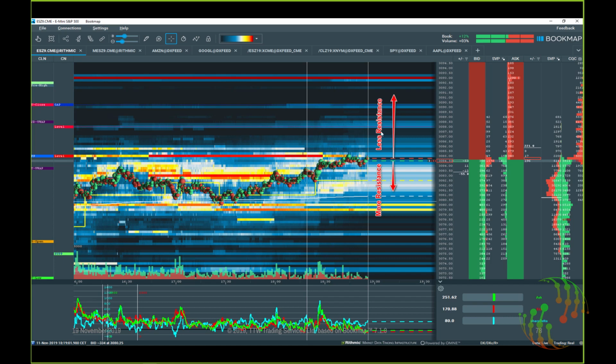As long as nothing happens on the way up, it can happen that this flips around here, 88 for example, but we don't know that at the moment. I see white areas or light yellow areas here. That means this is a supportive liquidity which supports the move up.